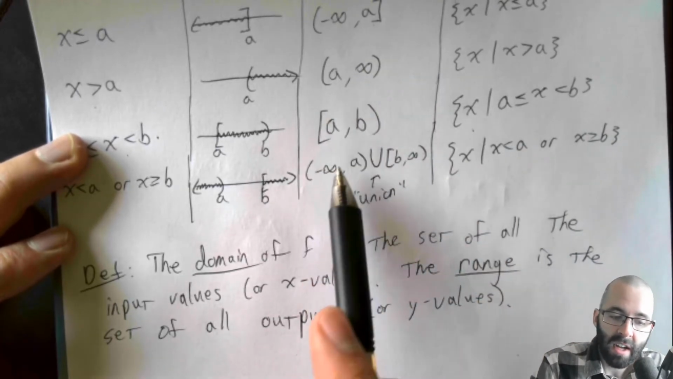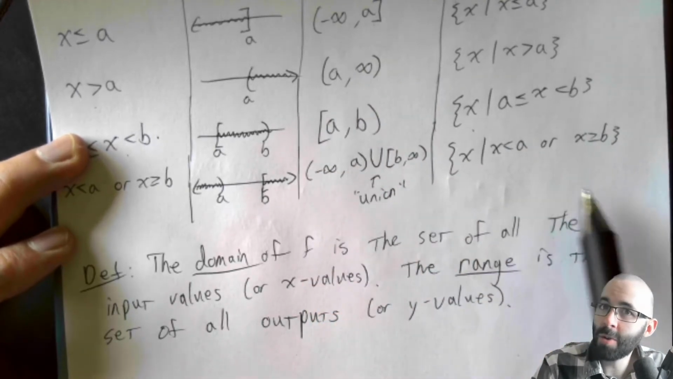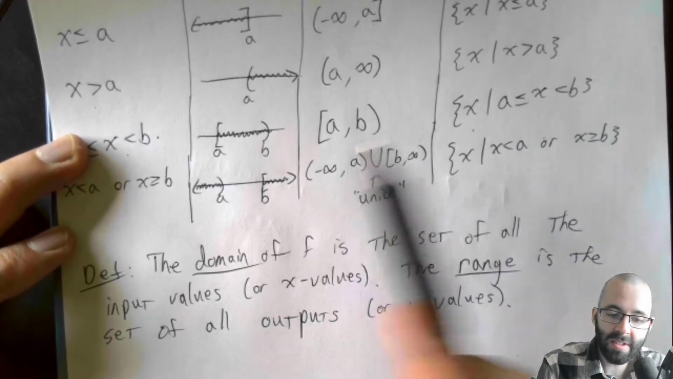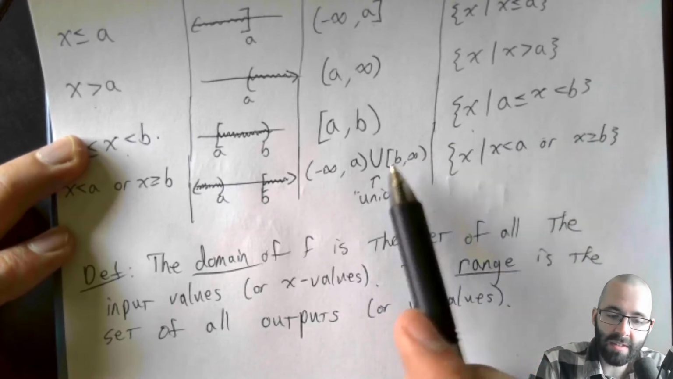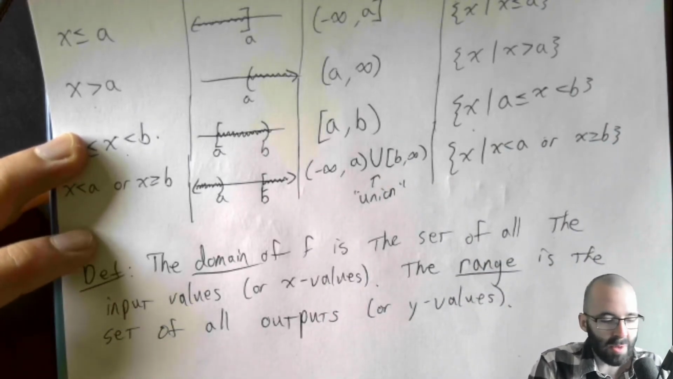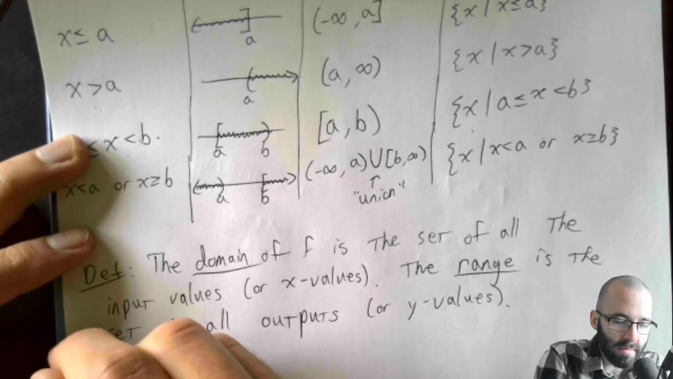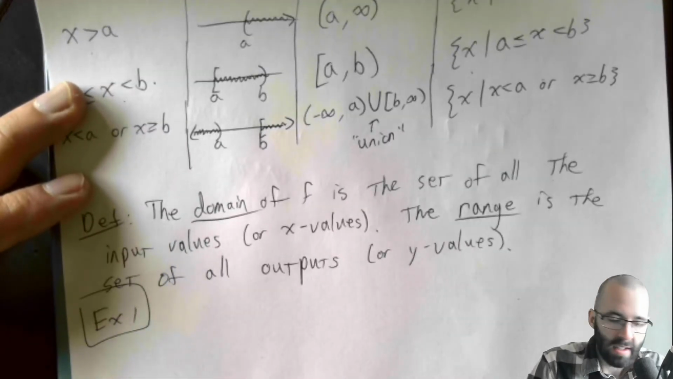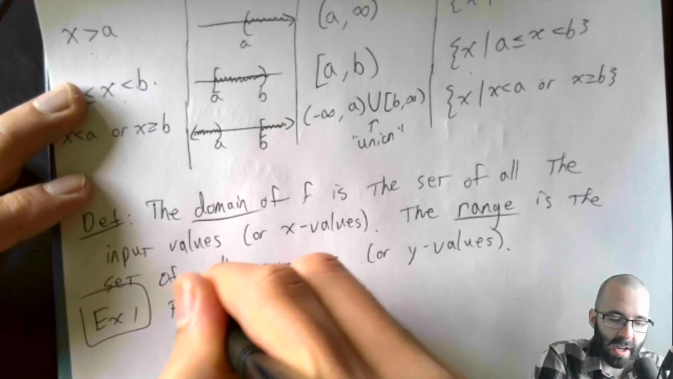Sets, by the way, can be represented in interval notation or set builder notation. So when you talk about domain and range, a lot of times this is what your answer is going to look like, one of these things. All right, let's do some examples. Example 1, finally.